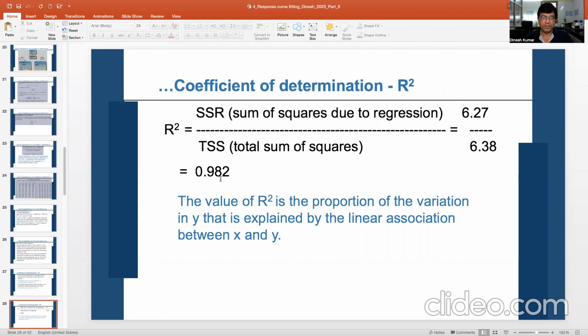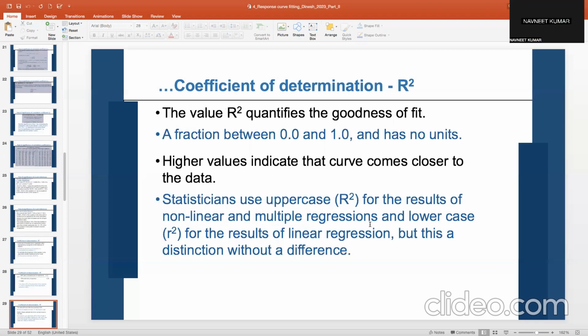This is 0.982, your coefficient of determination. If you take under root of this value, it will be coefficient of correlation. The value of R square is the proportion of the variation in y that is explained by the linear association between x and y. The value of R square quantifies the goodness of fit.